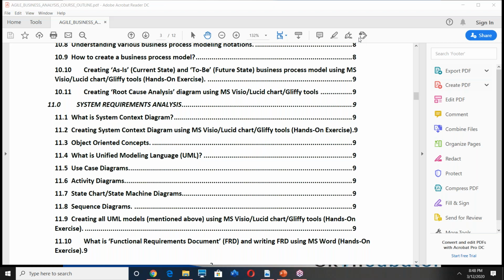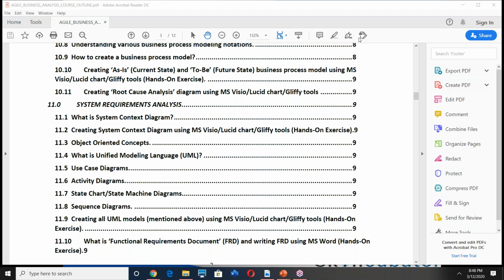We'll create some of the diagrams using all of these tools, Visio, Lucidchart, Glyphy. We'll talk about the object-oriented concepts, which is again the fundamental building blocks to understand UML, which is the next topic, Unified Modeling Language.